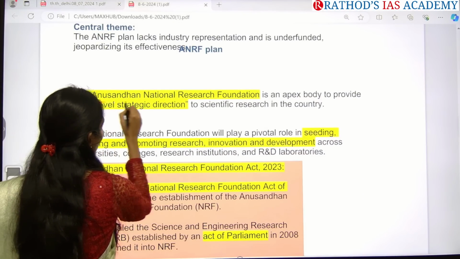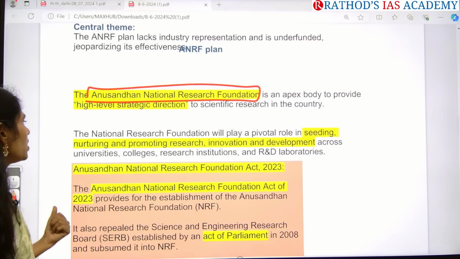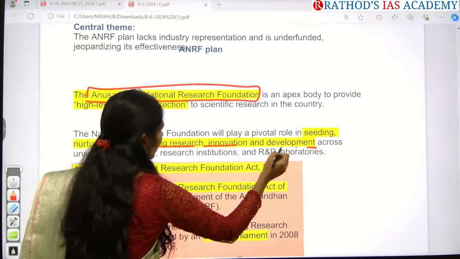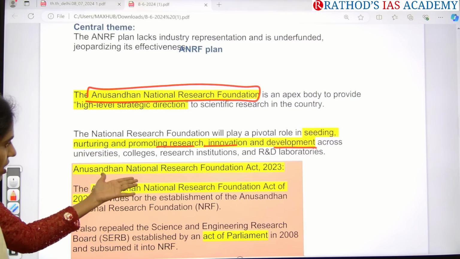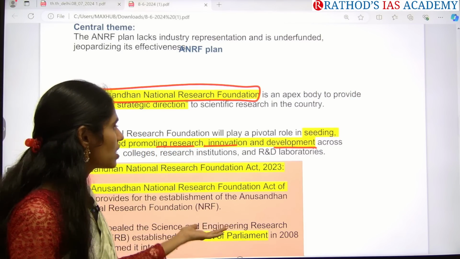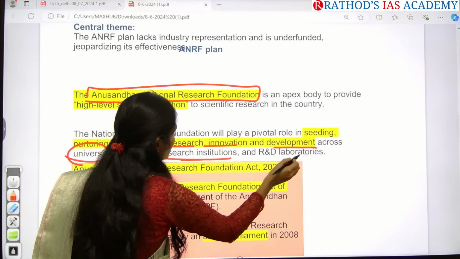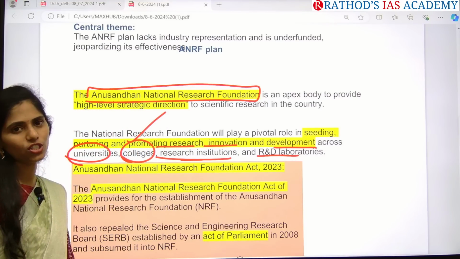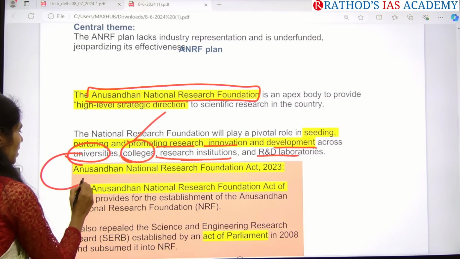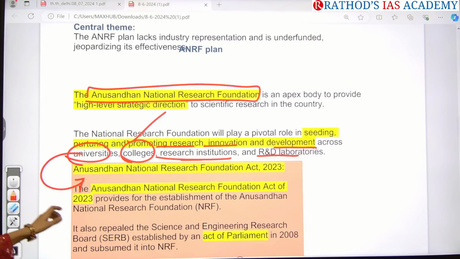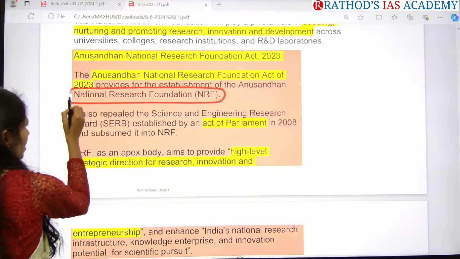Okay, so what is this ANRF? That is Anusandhan National Research Foundation. It is one of the apex bodies, and it is especially focusing on promoting research, innovation and development across universities, across colleges, and we even have separate research institutions as well as R&D laboratories. In all these colleges, universities, research institutions and R&D laboratories, we are focusing on research, innovation and development, and because of that we came up with the Anusandhan National Research Foundation Act of 2023. Because of this act, finally we came up with this NRF, the National Research Foundation.